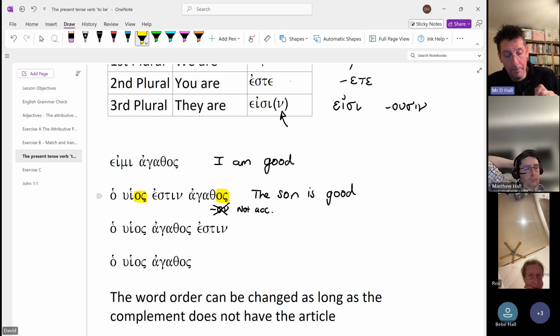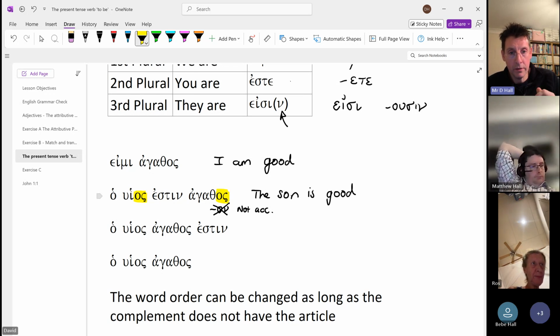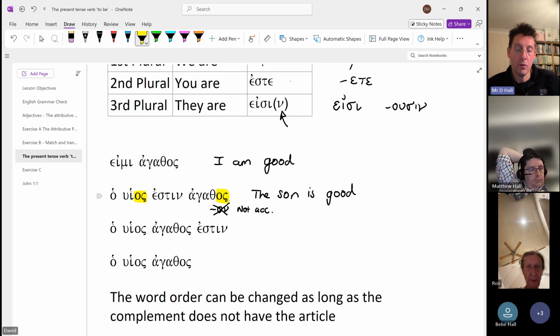So that's the first thing to try and get your head around. We are now going to construct sentences which are around the verb to be, are complements, and so therefore they will use the nominative case after them rather than the accusative case.